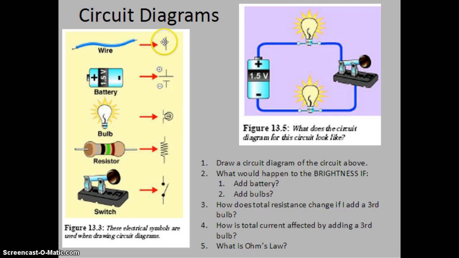Circuit diagrams involve wires, cathode, anode. We've got different resistors. In this case, it's a bulb. We've got different resistors that control the amount of current. And lastly, a switch. A switch opens and closes a circuit.